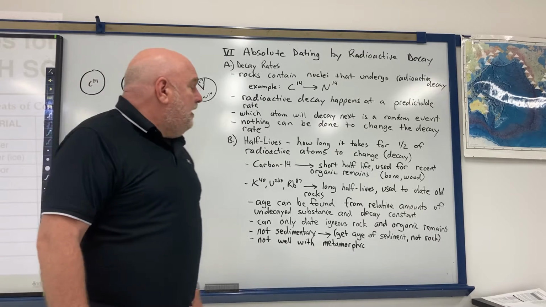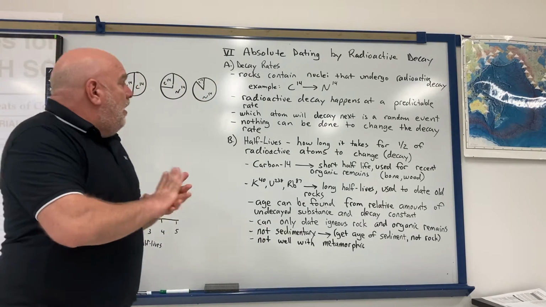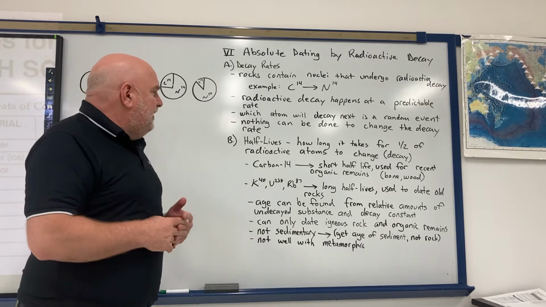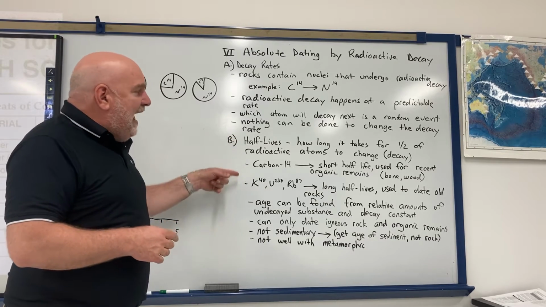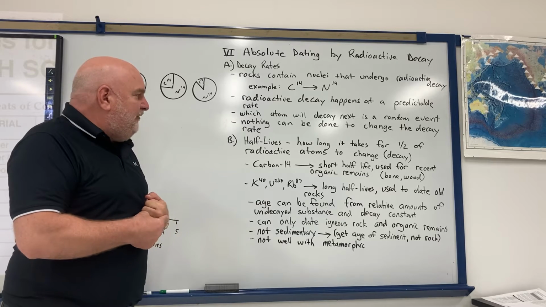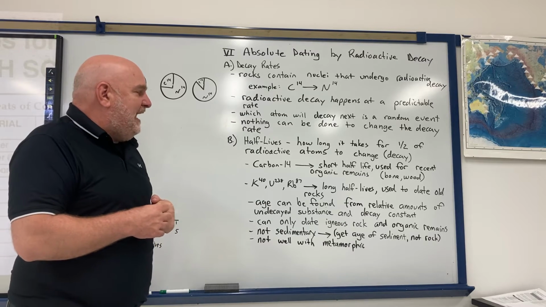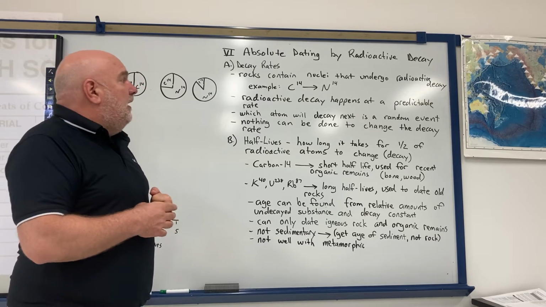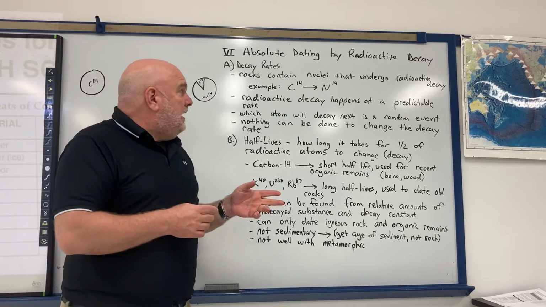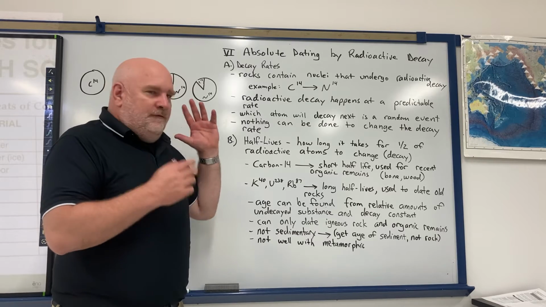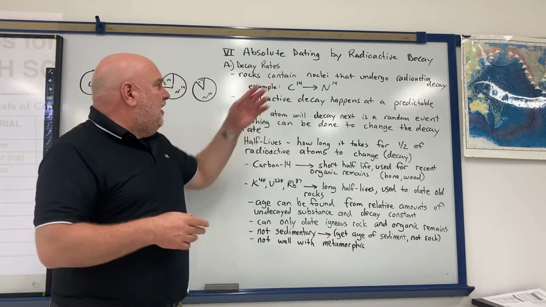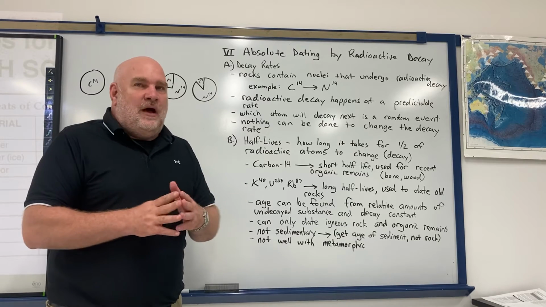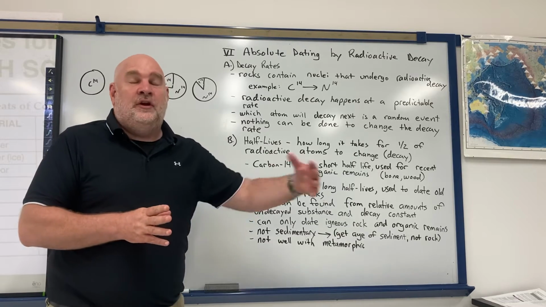All right. Now, how we describe how fast these atoms change is we describe their half-life. So the half-life is defined as how long it takes for half of the radioactive atoms to change. So if I had 100 of the carbon-14 atoms, the half-life is how long it would take for 50 of those to turn into nitrogen.